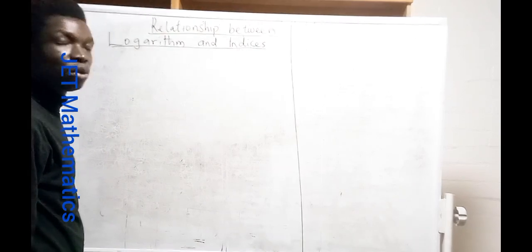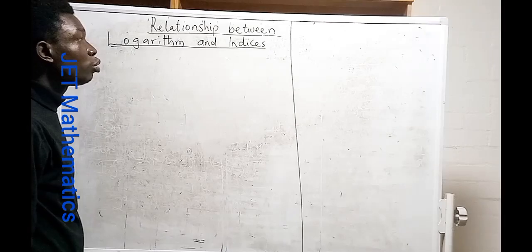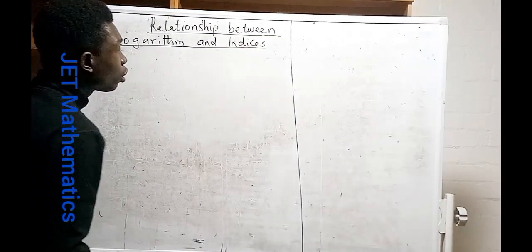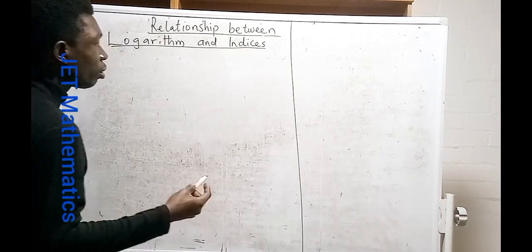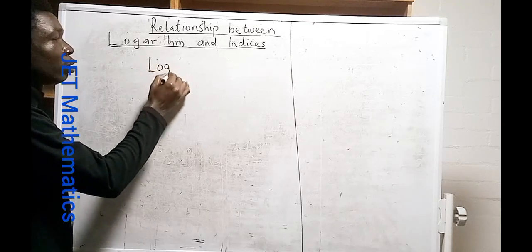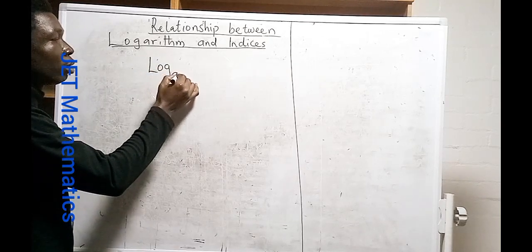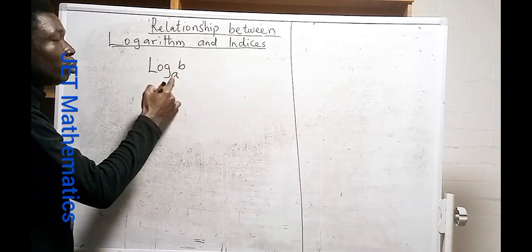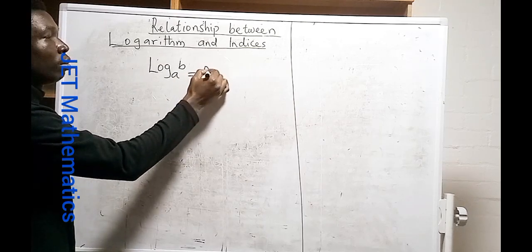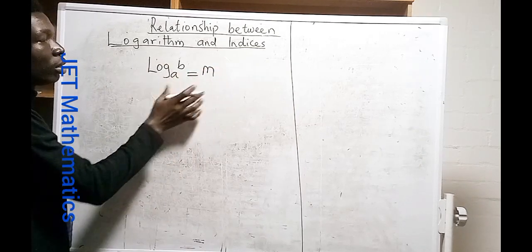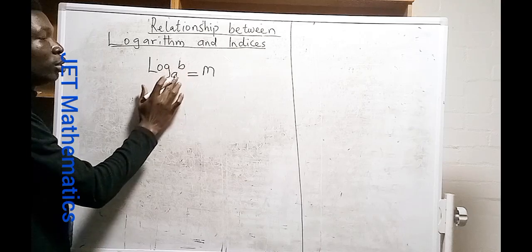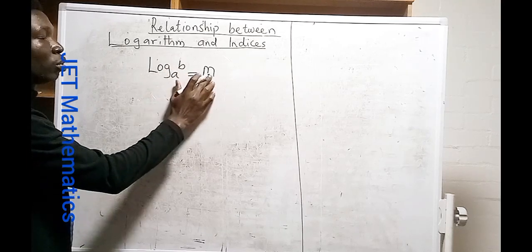In today's video, we're looking at the relationship between logarithm and indices. Suppose you have a problem in logarithm that says log b to base a is equal to m. So let's assume we have a problem like this in logarithm form: log b to base a is equal to m.